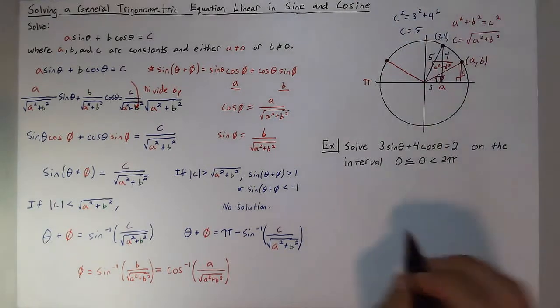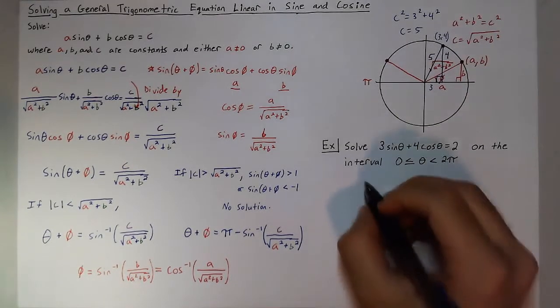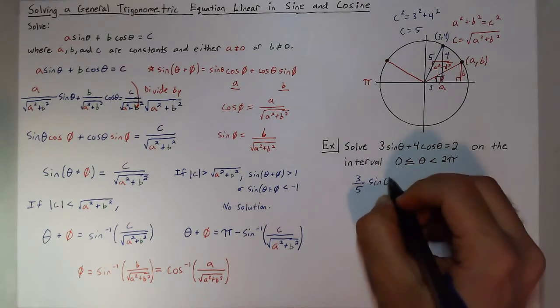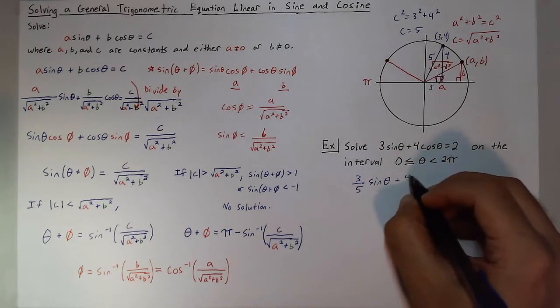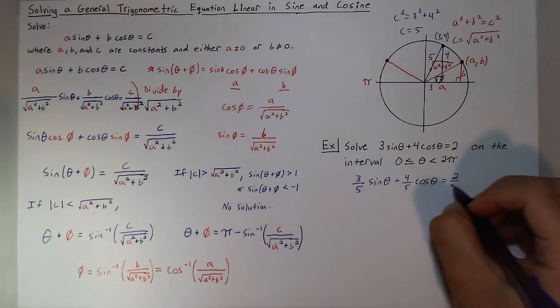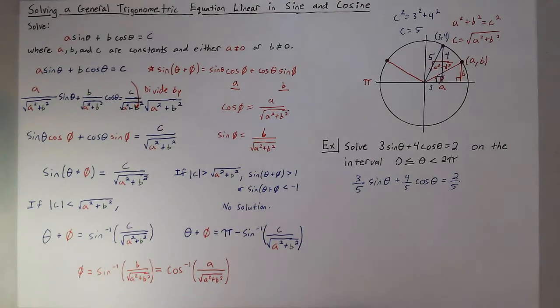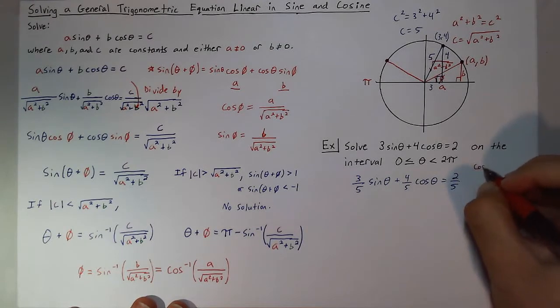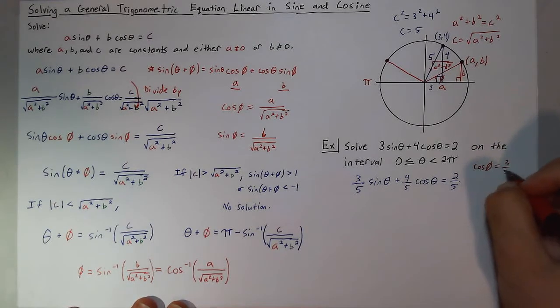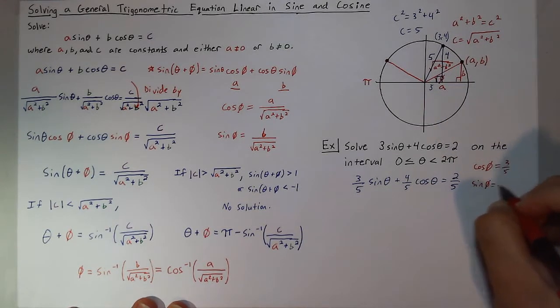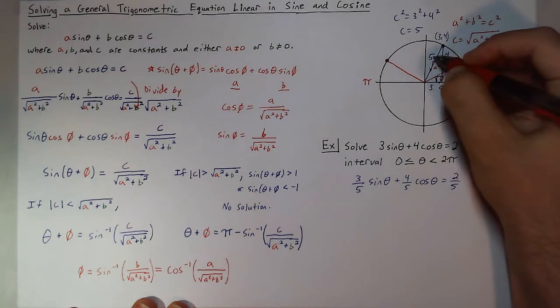So if I divide each side of this equation by 5, I'll get 3/5 sine of theta plus 4/5 cosine of theta is equal to 2/5. And just to put my note on the side, if I'm using phi, that means that cosine of phi should be 3/5, adjacent over hypotenuse. Sine of phi should be 4/5, opposite over hypotenuse.